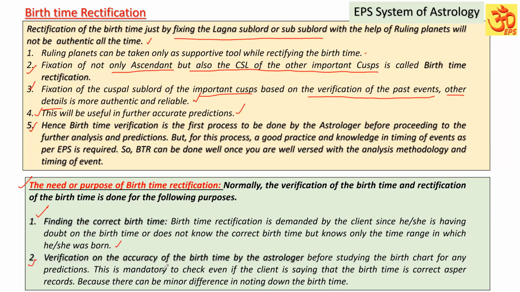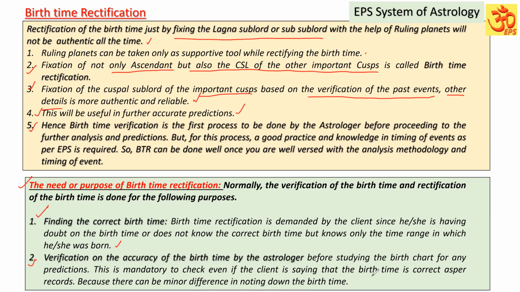The next one is verification of the accuracy of the birth time by the astrologer before studying the birth chart for any predictions. Here, the native is not demanding any rectification, but it's the duty of the astrologer to verify the accuracy of the birth time. This is mandatory to check even if the client is saying that the time is correct as per the records, because there can be a minor difference in noting down the birth time by many means.